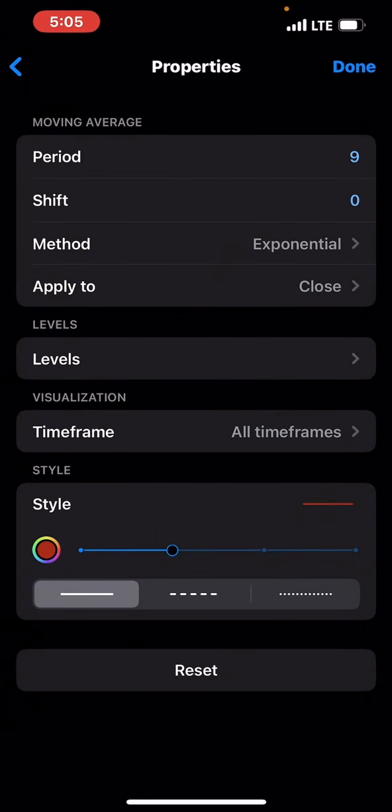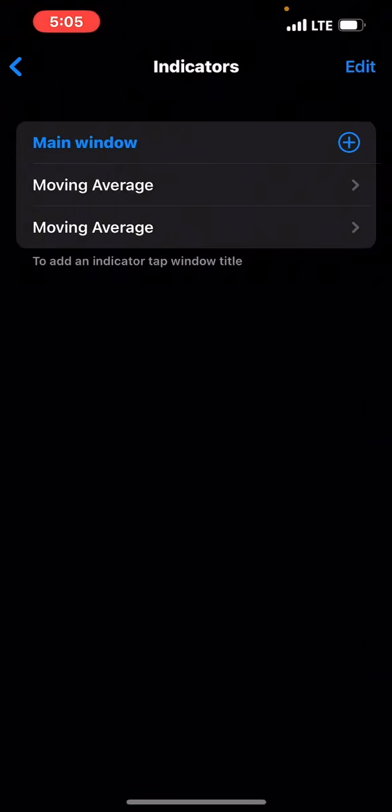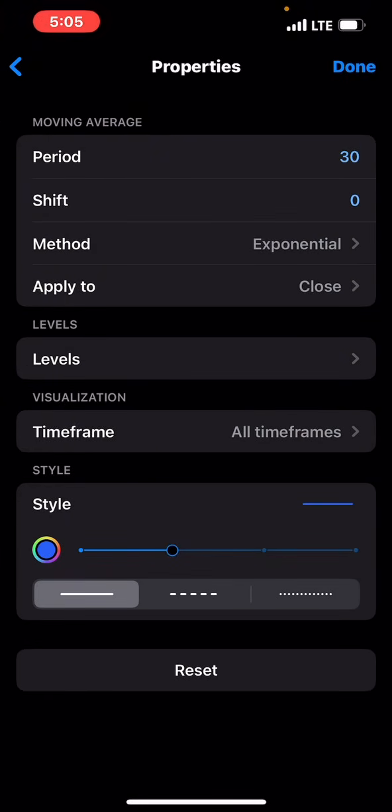And for visualization, for style, you see I'm using a color that is visible on my chart. You want to equally use a color that will be visible on your chart. The background of my chart is white, so I'm using red here, and I'll click done. And then the next one would be the period of 30 EMA, exponential moving average, so period of 30, apply to close, shift 0, method exponential.